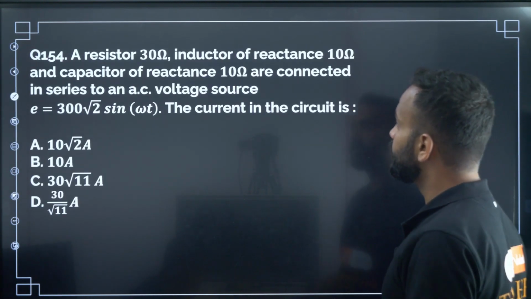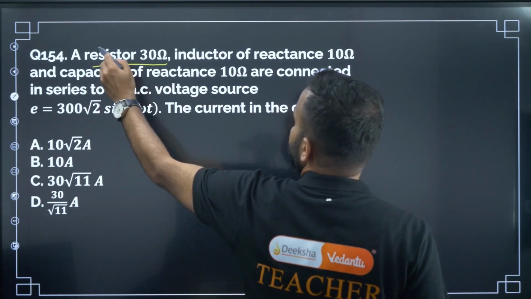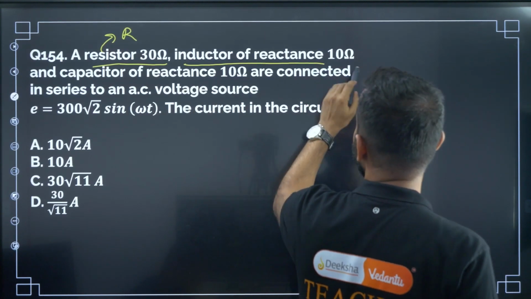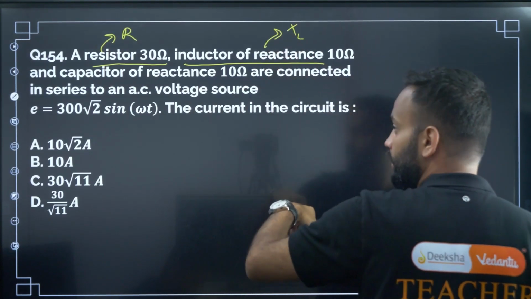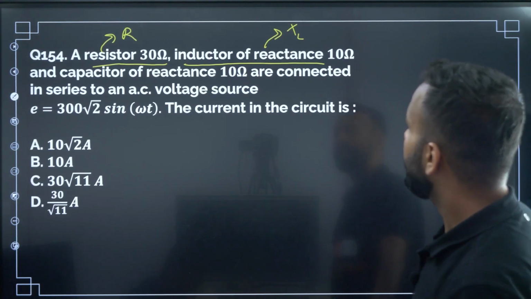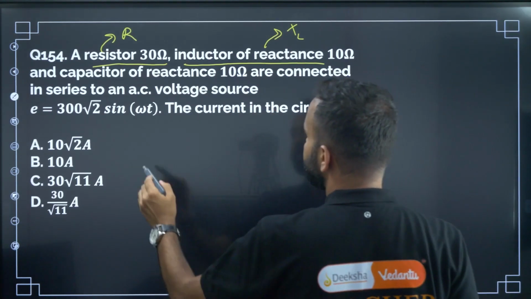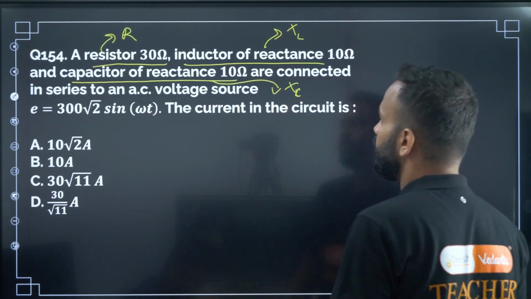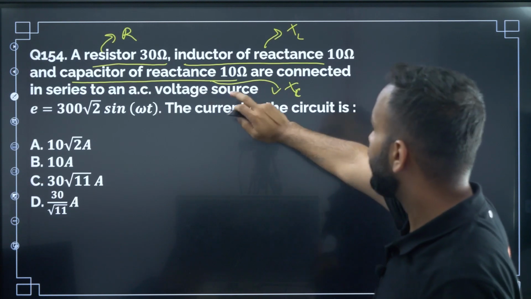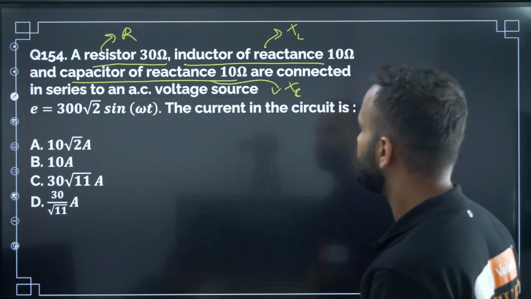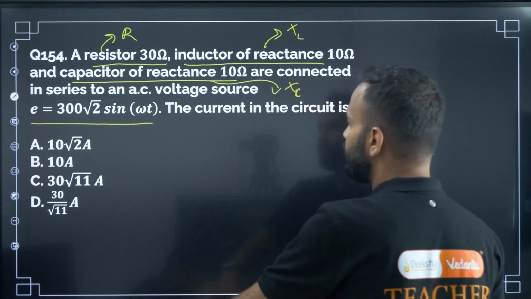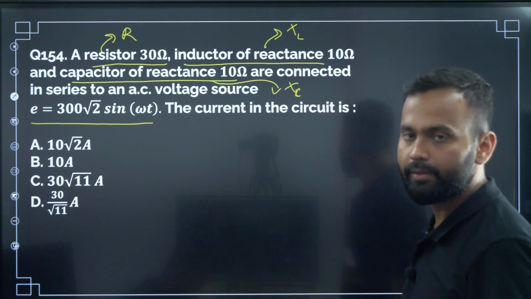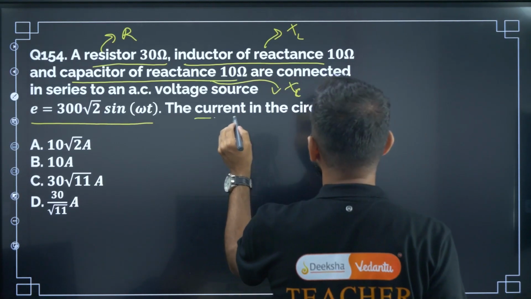154th. A resistor 30 ohm. Here R is given, right? 30 ohm. Inductor of reactance 10 ohm. Inductor of reactance is XL. Inductive reactance 10 ohm. And capacitor of reactance 10 ohm, that is XC, capacitive reactance 10 ohm, are connected in series to an AC voltage source E equal to 300 into root 2 sine of omega t. The current in the circuit is, so they are asking the current in the circuit, right?